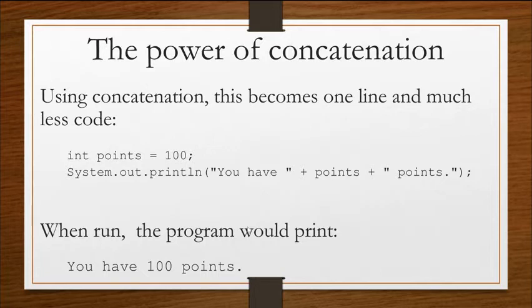Using concatenation, however, this becomes one line and much less code, and I would say it's a lot easier to read. So we have a variable int points equals 100, and then system.out.println you have plus points. When you run the program, it'll print you have 100 points.